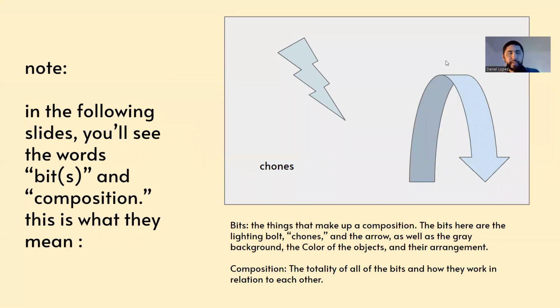So in the following slides, you'll see these terms: bits and composition. Basically, a composition is one image or one picture or one painting or whatever. That's the composition of all these little bits that comprise it. So this would be a bit, this would be a bit, this arrow would be a bit, but the whole thing is a composition. Now, normally these are called elements that make up a composition, but since we're talking about elements of art, it would be confusing if I used that word.